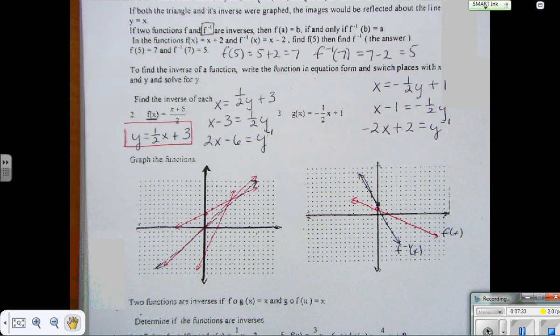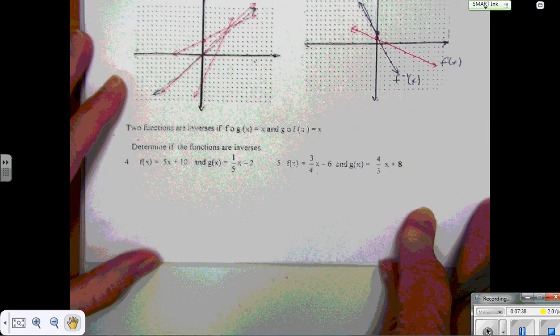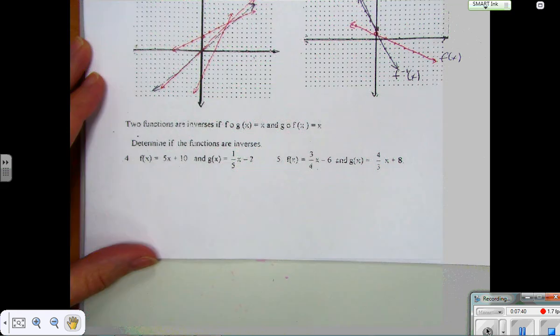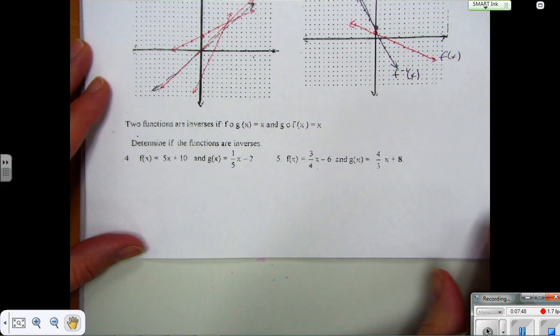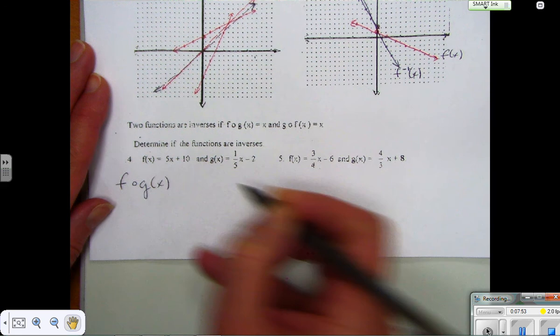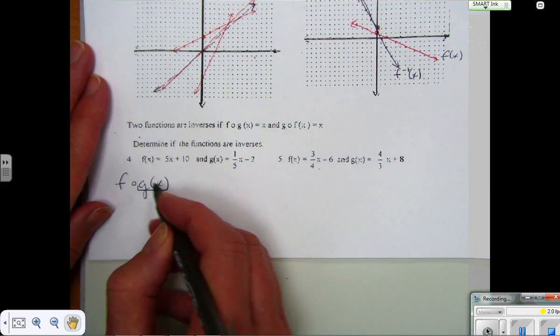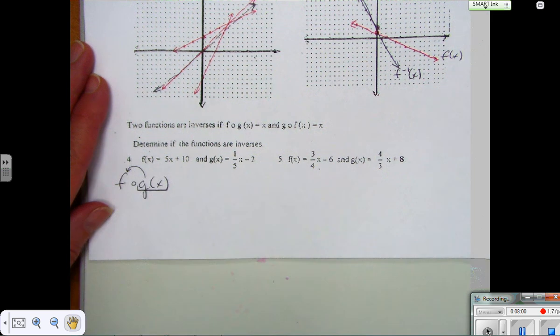Okay, so two functions are inverses. Now we're at the bottom, and we're going to finish this up here. Two functions are inverses if f of g of x equals x and g of f of x equals x. So what that means is I'm going to find f of g of x, and after I substitute the g function into f, it should equal x after you simplify it. And then I need to do it the other way around. I'm going to substitute f into g, and I should get x again after I simplify it.